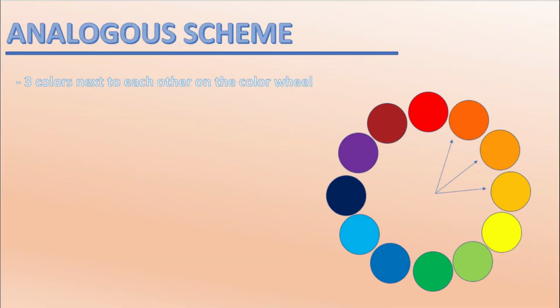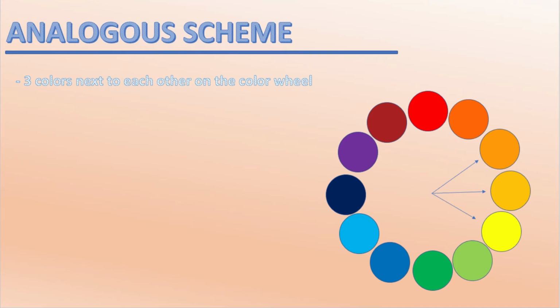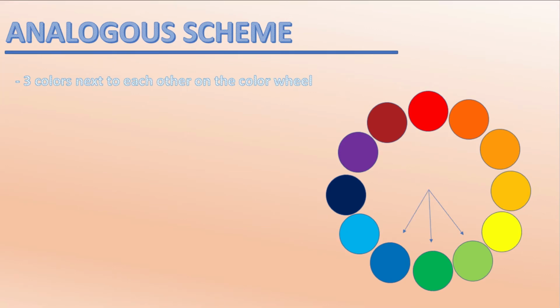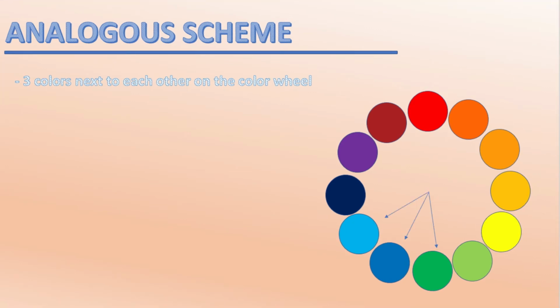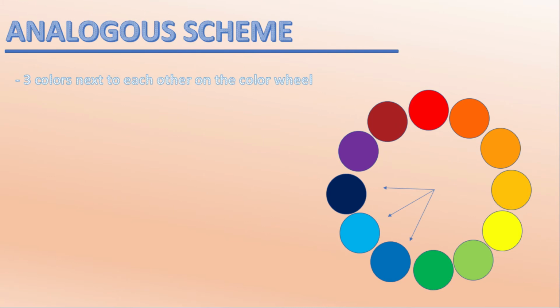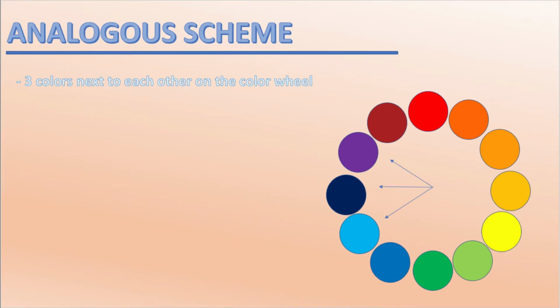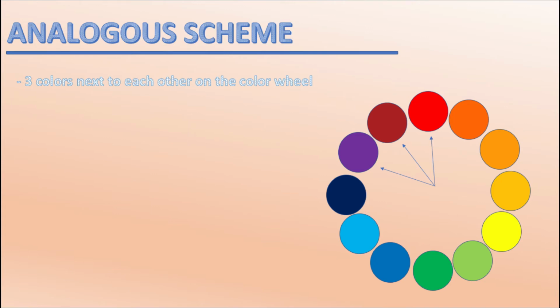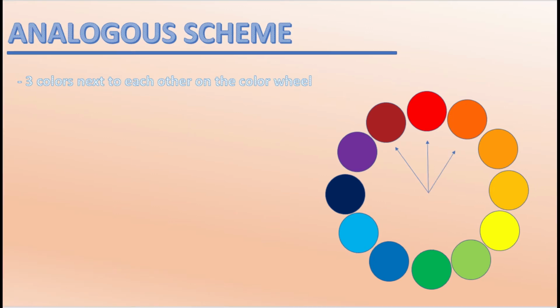Analogous. An analogous scheme is a group of three colors that are next to each other on the color wheel and a tertiary, like reds and oranges, or cooler colors like blues and greens. Don't be afraid to play with the palette and bring out your own unique creativeness. It is a color scheme that creates a rich monochromatic look.